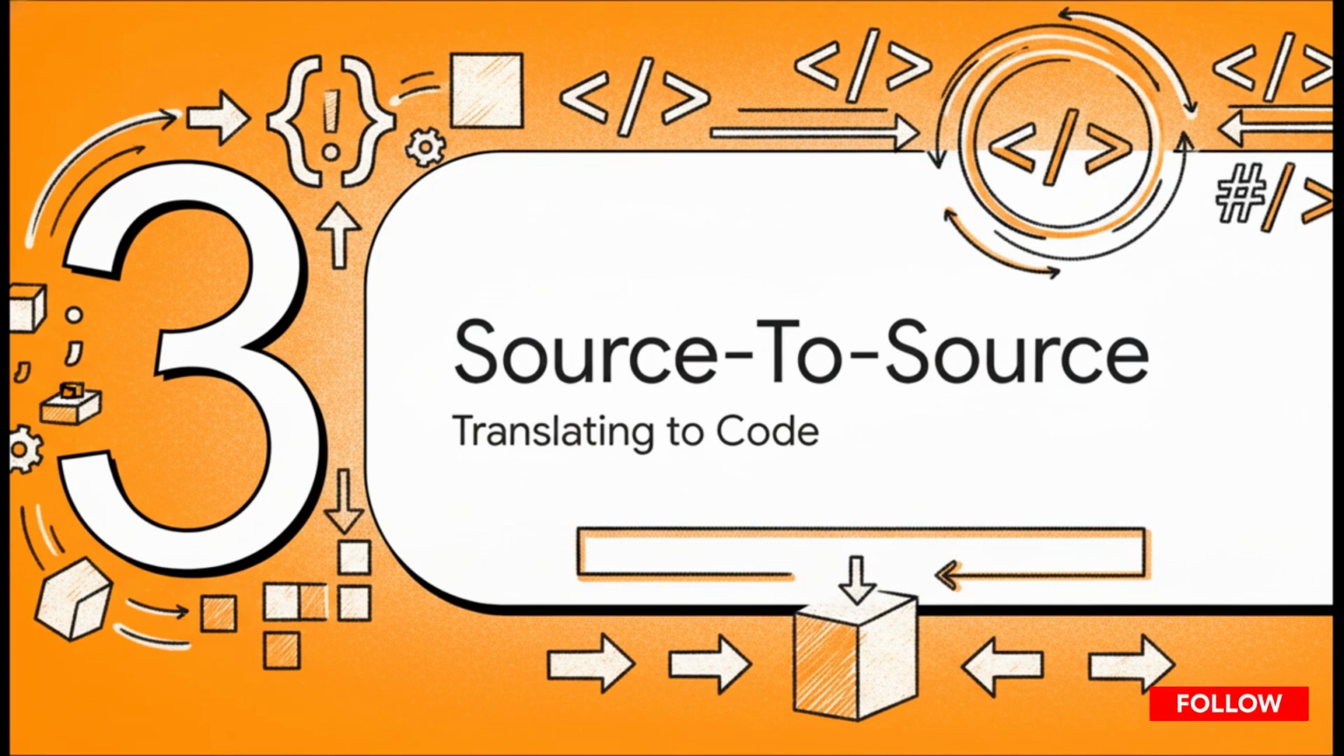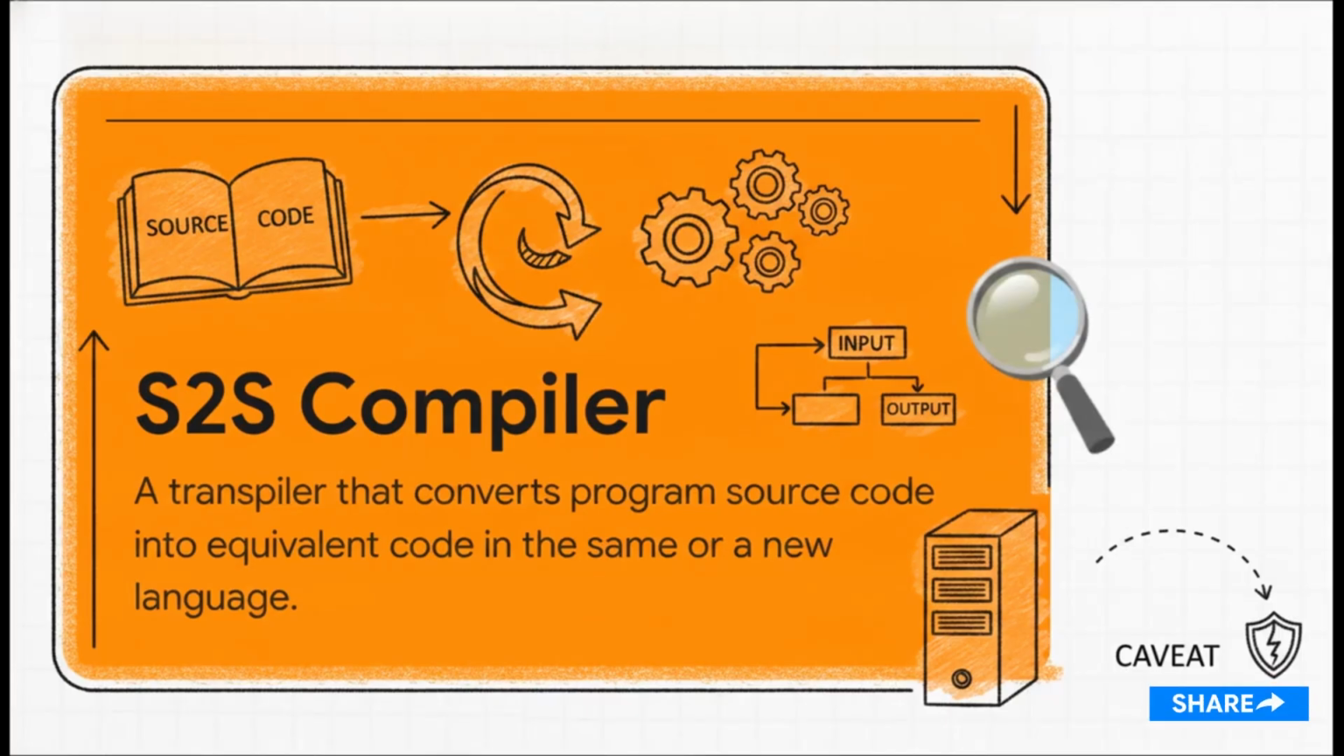Okay, so we've seen how standard compilation works. Let's shift gears and look at a much higher-level tool used by high-performance computing researchers. We're moving from translating code into machine instructions to translating code into, well, more code. Enter the source-to-source, or S2S, compiler. You might also hear it called a transpiler.